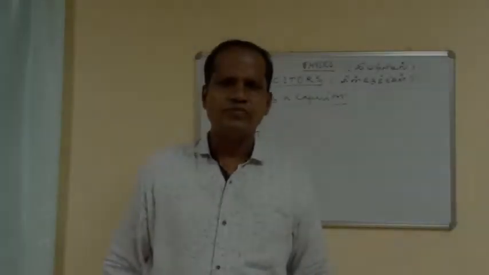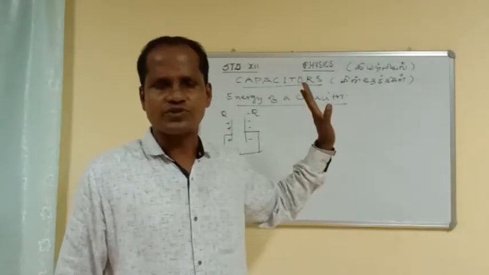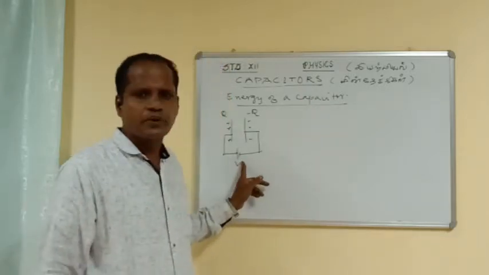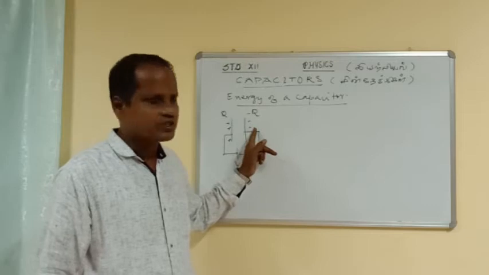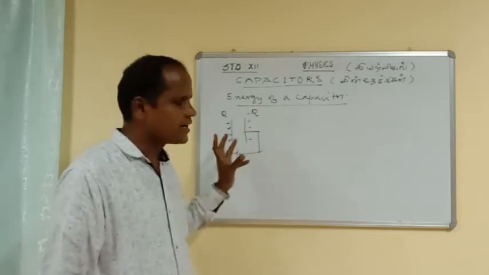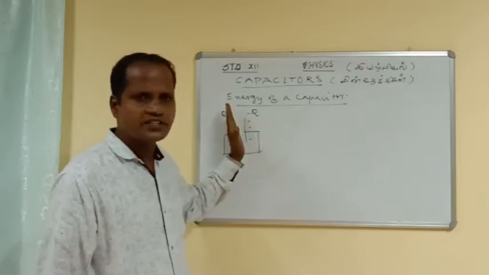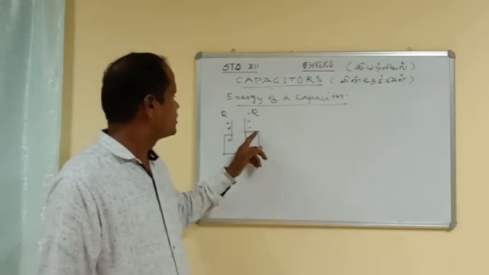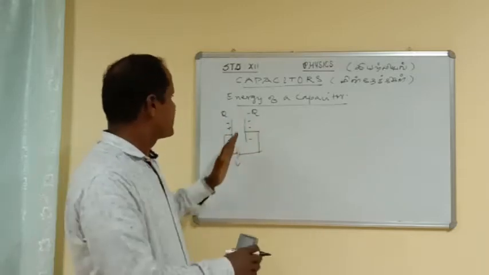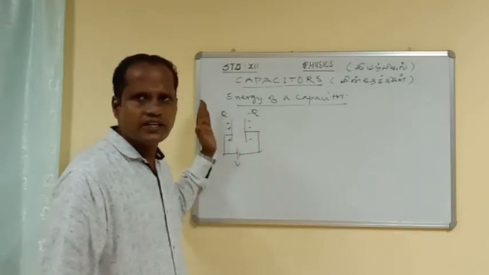Now we are going to see energy stored in a capacitor, or energy of a capacitor. When the battery is connected across the capacitor, the negative terminal of the battery pushes the electrons towards the right plate of the capacitor. Then the right plate pushes the negative charges to the plate on the left side.